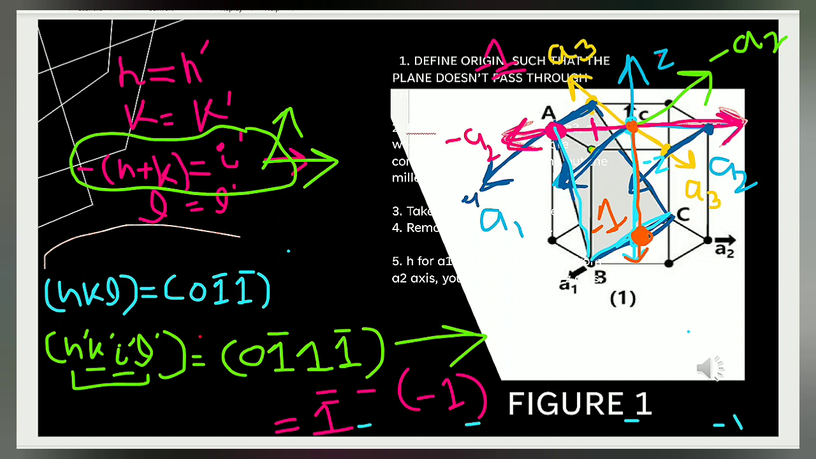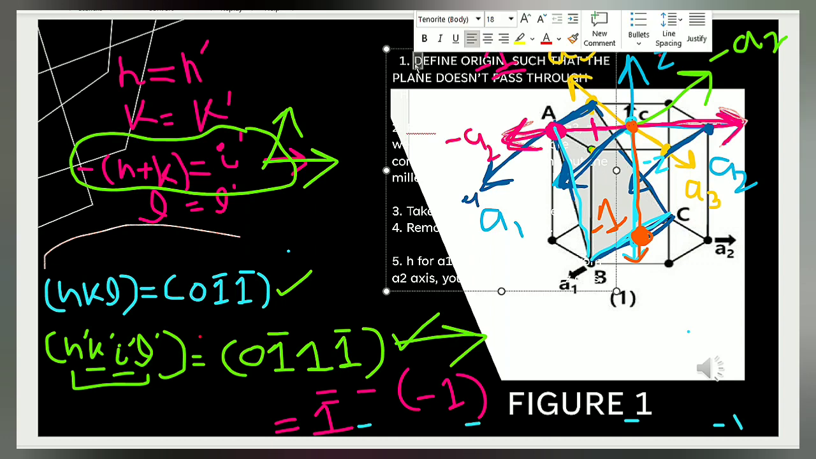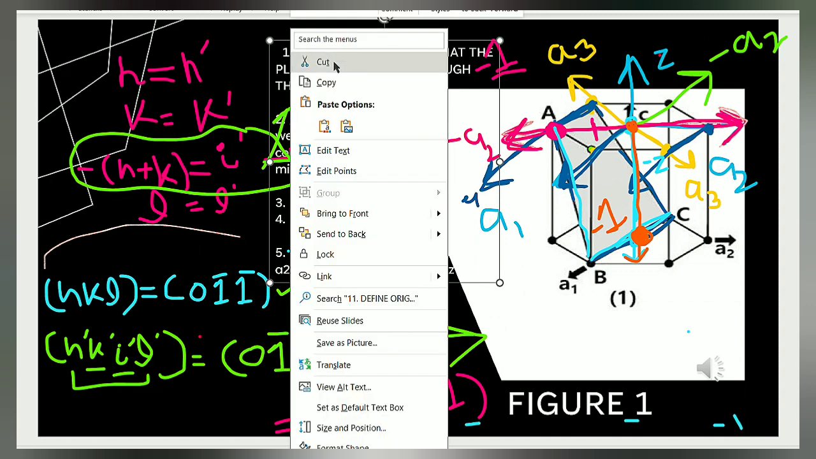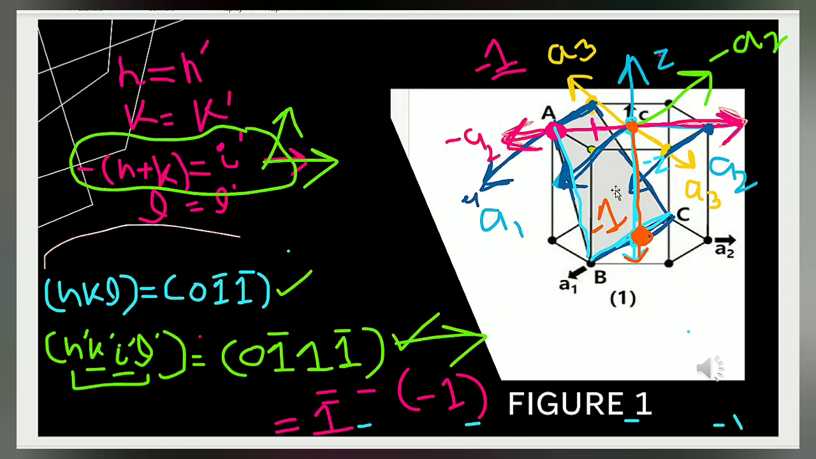This method is only applicable for planes, not for directions. For directions the method is completely different. You have to find out all of these things separately in the case of directions. Today we have found the Miller index and the Miller-Bravais index for one of the planes. Now let me elaborate on the other method that I told you about, where you can find the A3 intercept, how you can find I prime just by looking at the figure.